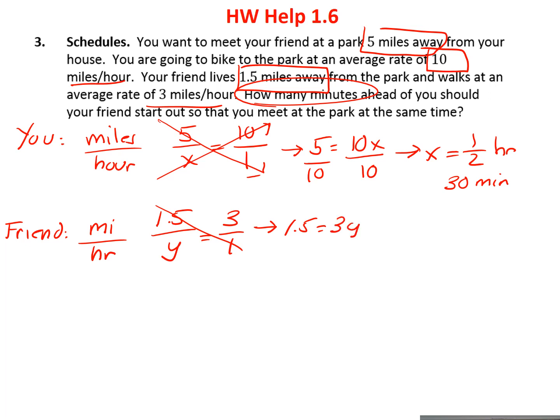equals 3Y. Undo the 3 times Y by dividing by 3. That goes to 1, just like that did up there, which implies that Y equals 1.5 divided by 3, which interestingly, decimal-wise, is 0.5, or again, 1/2. So it's going to take him exactly the same amount of time because he lives closer and travels slower.